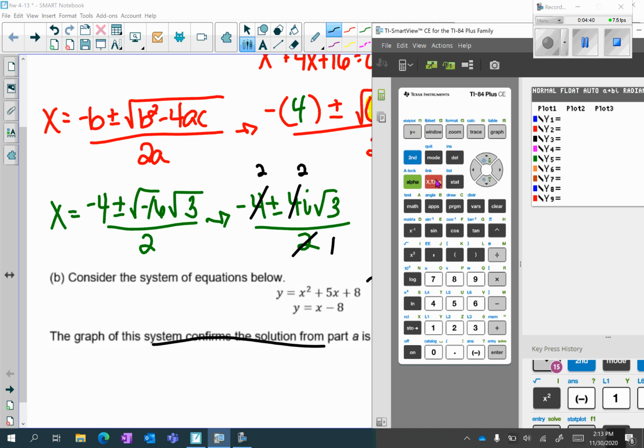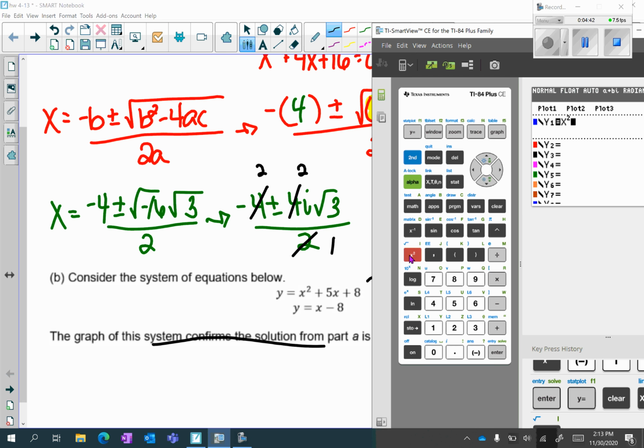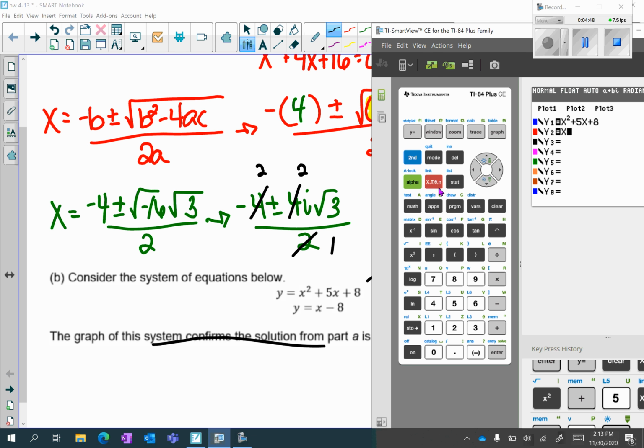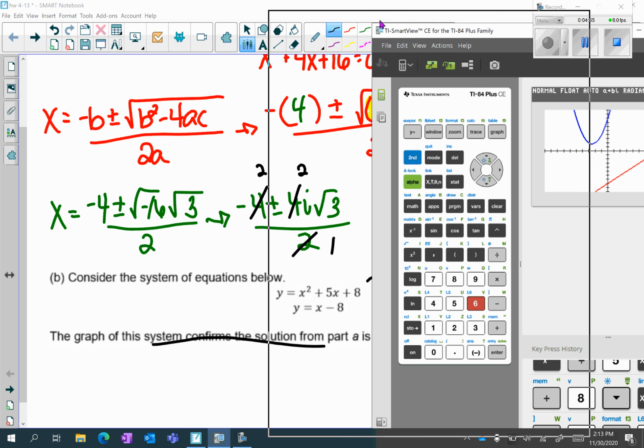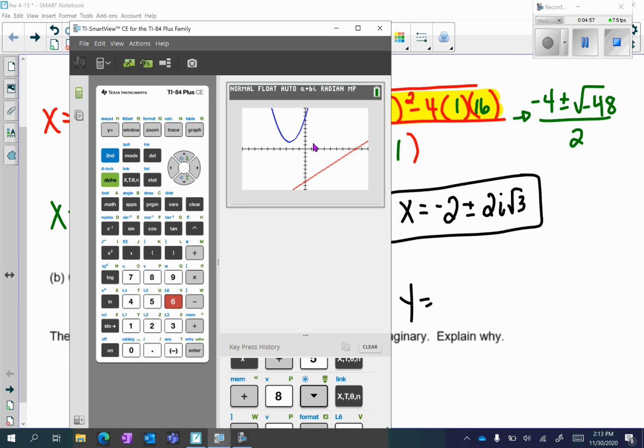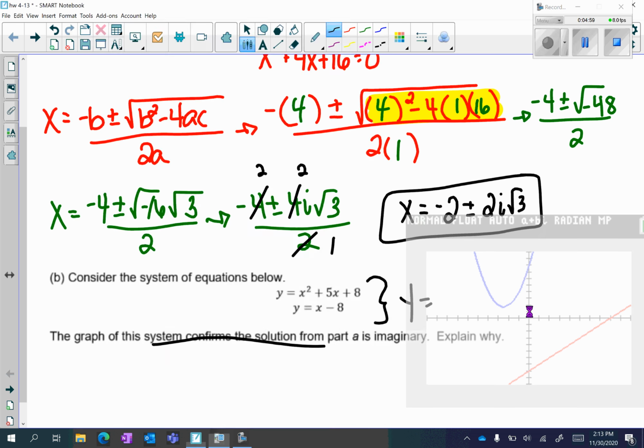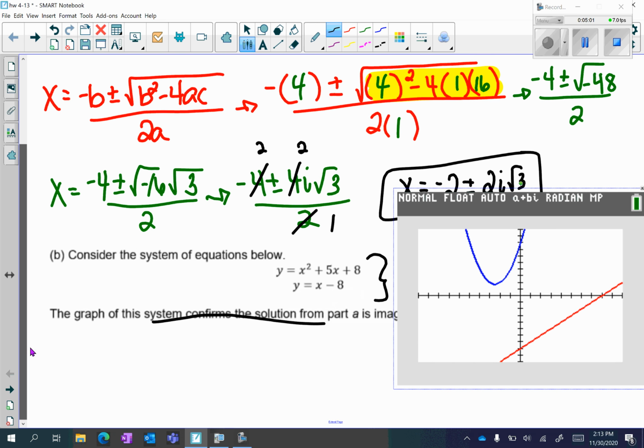So my first is y1, x squared plus 5x plus 8. And then my second one's going in y2, x minus 8. I'm going to hit zoom 6. That always brings me back to my original window. So this is what you should see. I'm going to click and drag this onto my page so I have it to refer to.